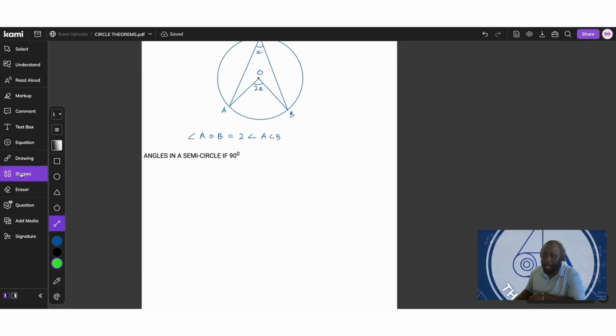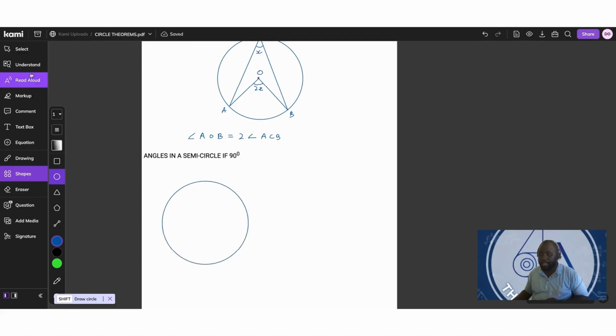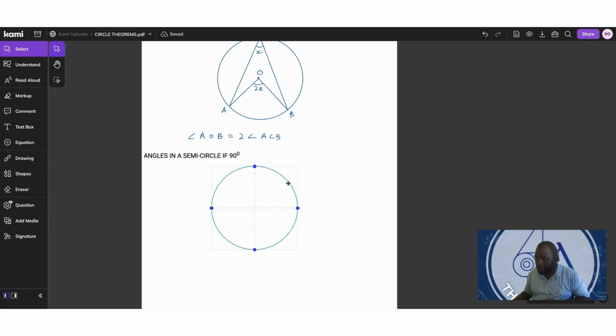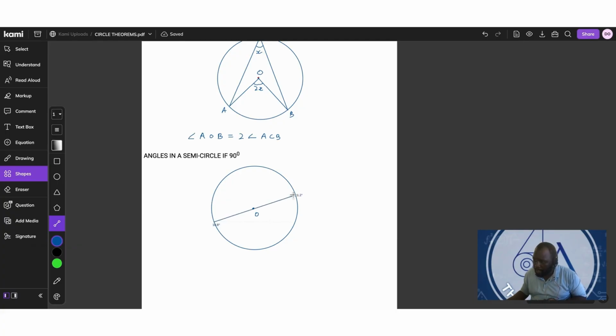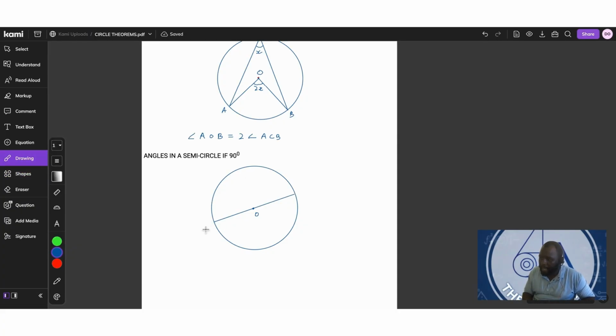So let's draw our circle. I have a circle of a funny color, so let me get the right color. So this is our circle. In our circle, we mark the center of the circle. And then we draw a line that passes through the center from end to end, like that. Let us label this line the line AB.